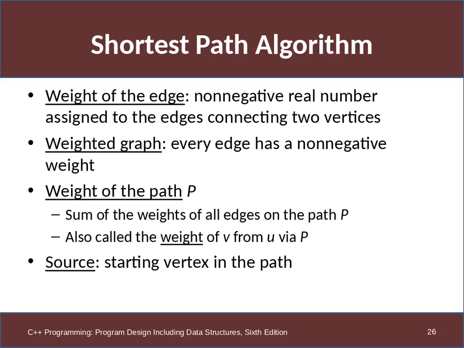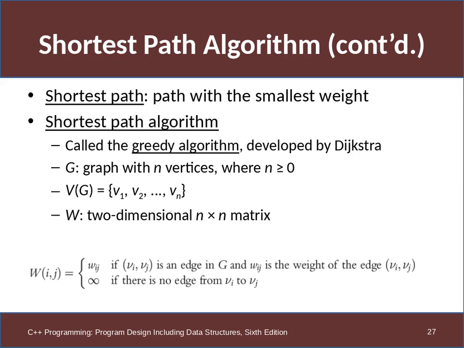All right, so the weighted edge is a non-negative number, aka how many minutes or miles, depending on which one you're maximizing or minimizing, I should say. The weighted graph, every edge has a non-negative value. All right, this is what we've been doing the whole time. So the shortest path is the path with the smallest weight.